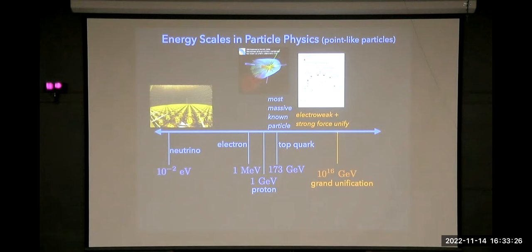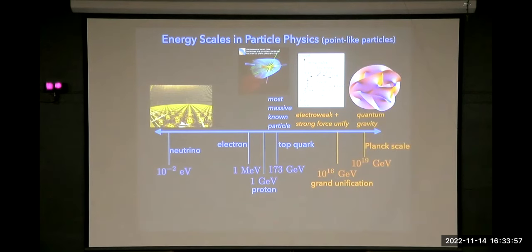Everything after that is speculative. That's the highest scale that we know about in nature at present with data. We expect that the forces of nature unify at a scale called the grand unification scale, which is where we expect the electroweak force to unify with the strong nuclear force. So I'm going to be referring to this scale throughout this talk, the scale of grand unification, around 10 to the 16 GeV. But it's just speculative. We don't know if this scale actually exists or if anything interesting happens there.